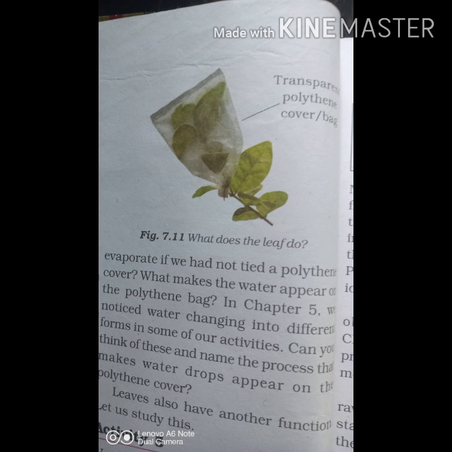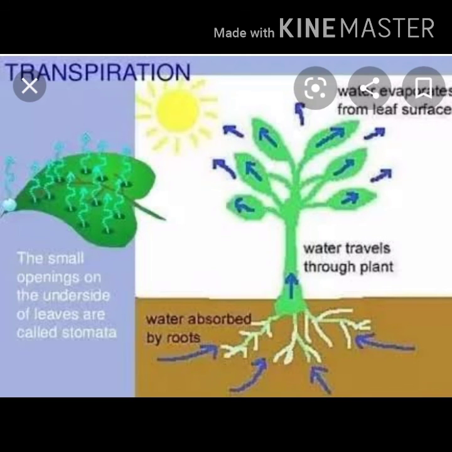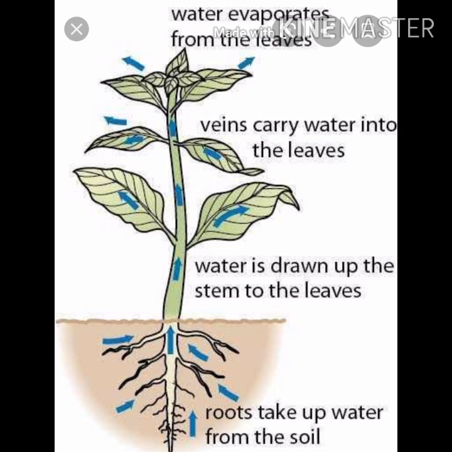Then observe these two covers the next day. You can see that the cover with the leaves and branch appears somewhat faded. That fading is because of the presence of a lot of water vapor inside the cover. At the same time, in the empty cover, there is no such fading or water vapor. This indicates that water is coming out from the leaves of the plant.